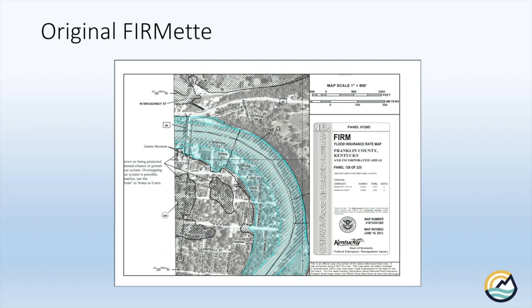The Firmats have changed over the years. This is what one of the original Firmats looked like. Very black and white, difficult to see where you're at. Everything in blue, though, or what we used to call a blue blob, that's the floodplain. That's the area where you regulate to.